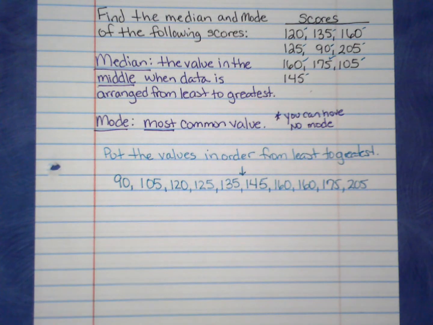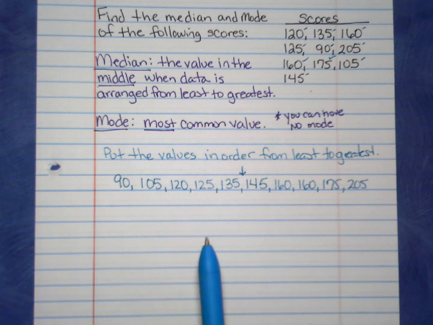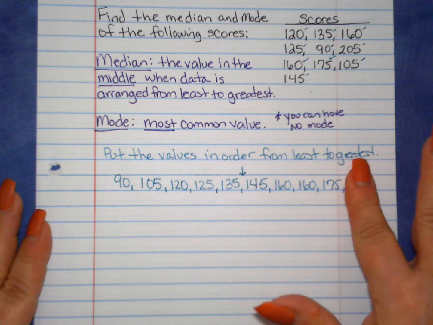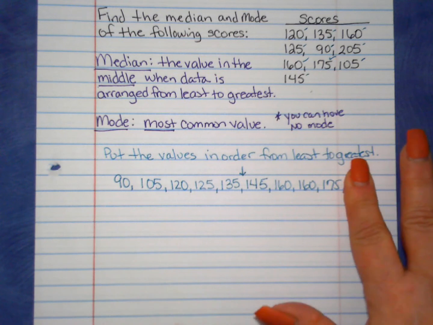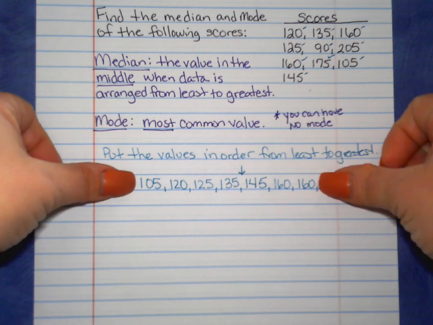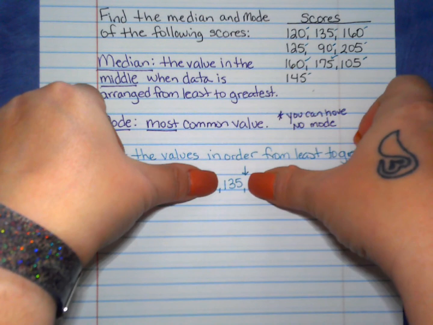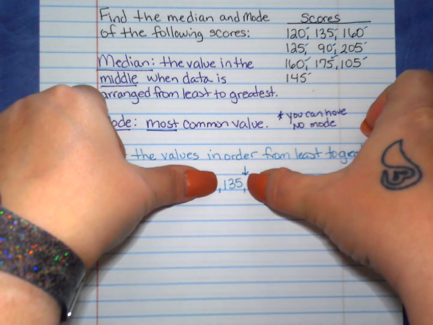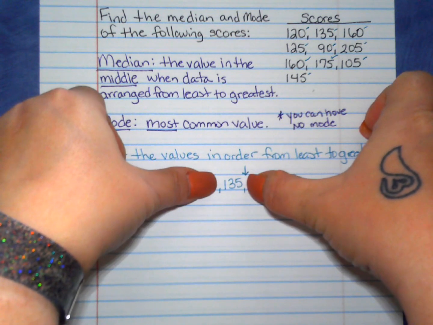Sometimes if you have an odd number of values, then the middle number is clear. For instance, if this was only 9 numbers, if we didn't have that 205, let's just pretend that 205 is not there. So now if I cover each number, I cover 1, 2, 3, 4, and look, 135 is the middle. So 135 would be the median if I had an odd number here, if I had 9.